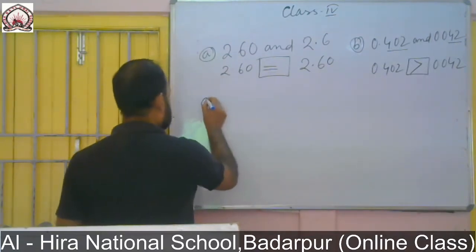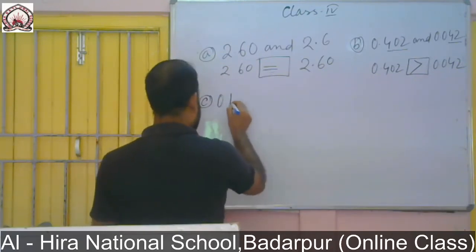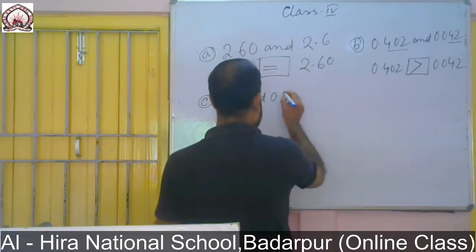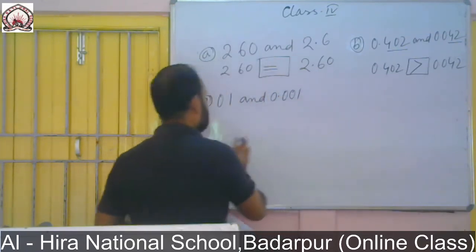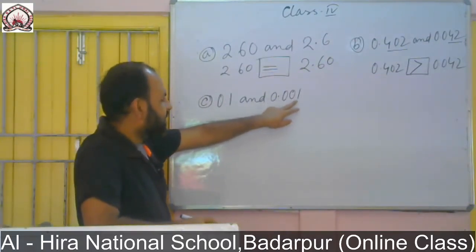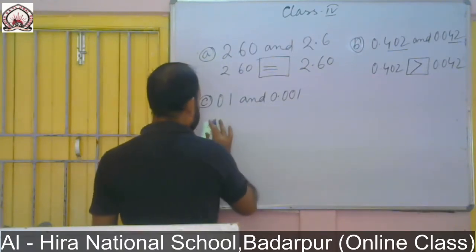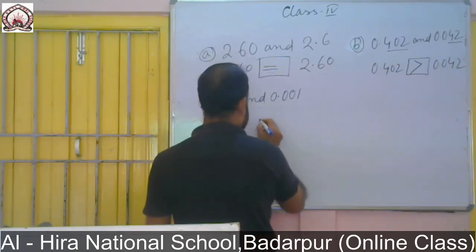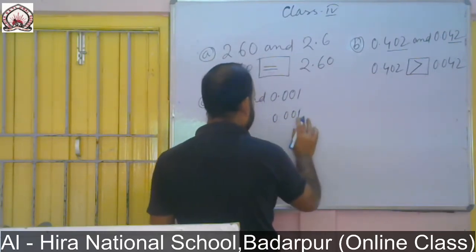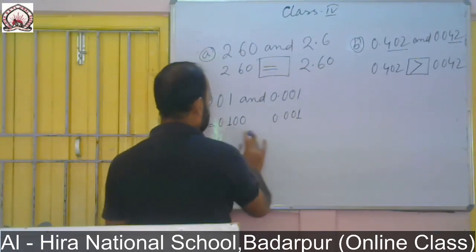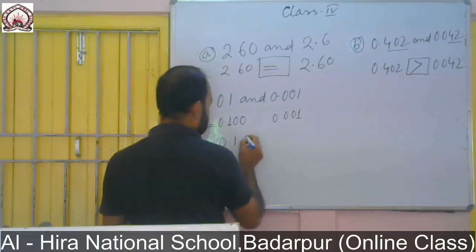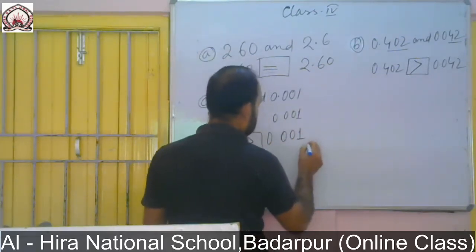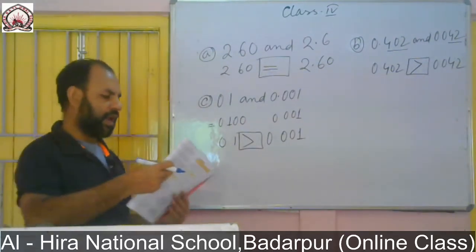Next, question number C. 0.1 and 0.001. Here there are 3 digits after the point, and here only 1 digit. So first we make them like decimals: 0.1, then after 1 digit we give 2 zeros, that is 0.100, and here 0.001. After the point here 100 and here only 1, which one is large? Definitely 100 is large, so we write 0.1 is greater than 0.001.